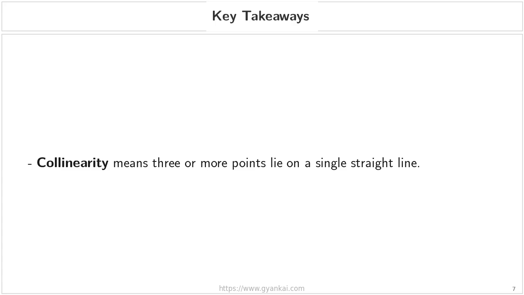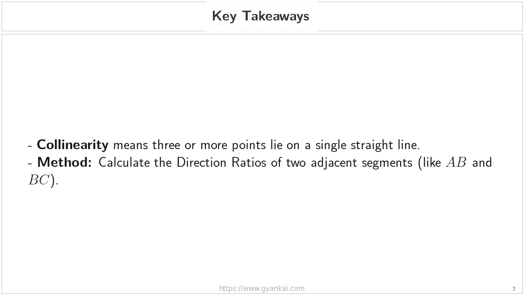Key takeaways. First, let's revisit the definition. Remember, collinearity is simply the term we use when 3 or more points lie perfectly along a single straight line. As for the method we practiced in our worked example, the procedure is straightforward. You need to calculate the direction ratios for 2 adjacent segments. For instance, if you are given points A, B, and C, you should find the direction ratios for the segment AB and then for the segment BC.